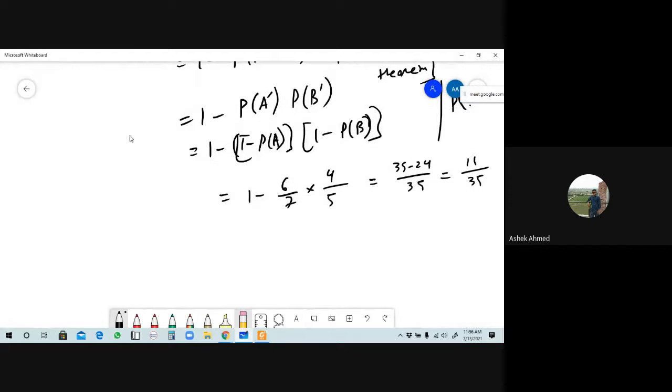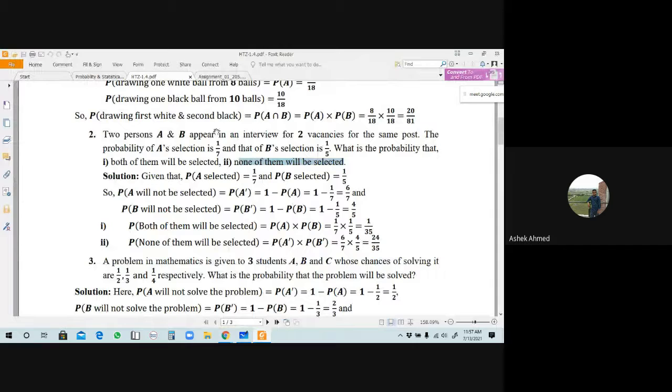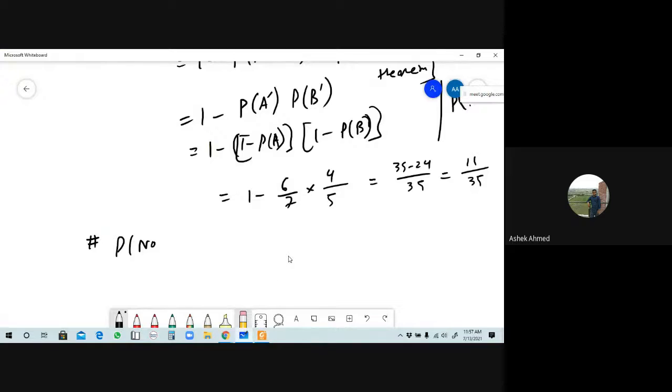Next problem is for probability of none of them selected. That is given in your question here. None of them selected. What do you mean by this? Tell me. None of the select means কি? This replaces here. A select হবে না, B কি হবে না? Select হবে না. Okay? This represents here. সবসময় none of them select হবে.